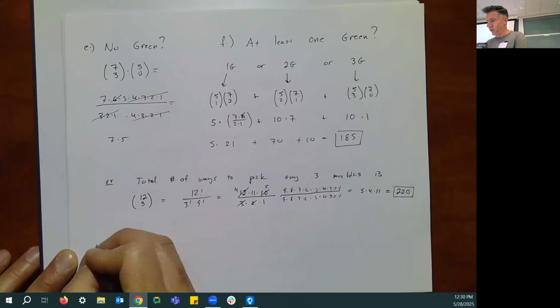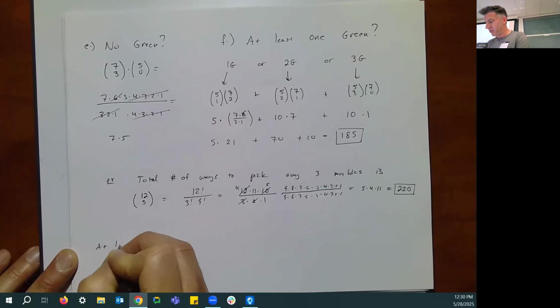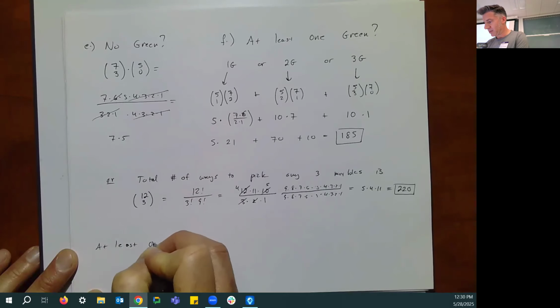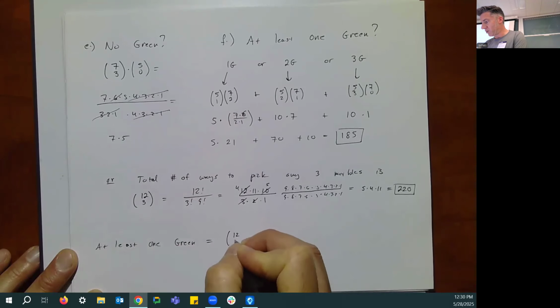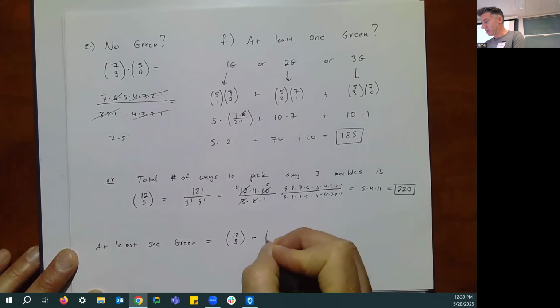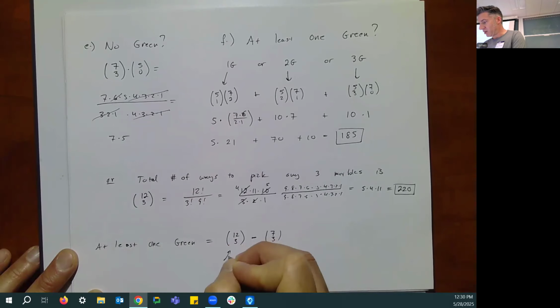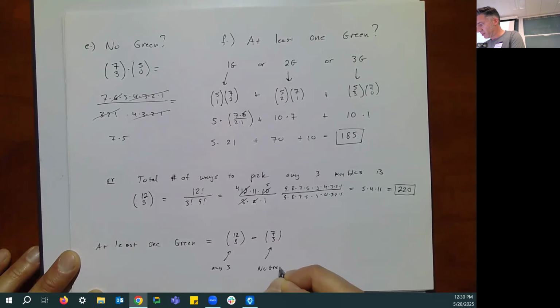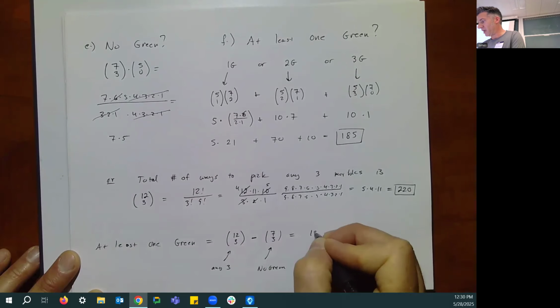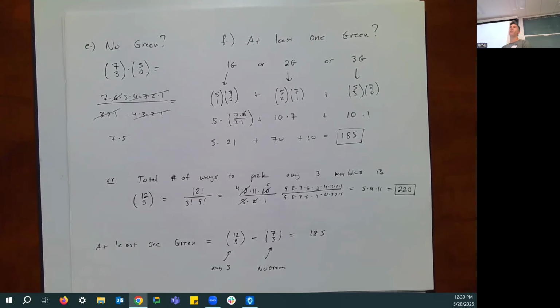So the total number of ways to get at least 1 green is equal to 12 choose 3 minus 7 choose 3. The number of ways of getting anything, any 3, minus the number of ways of getting no greens. And that's going to equal 185. Same number we got before. Much easier calculation.